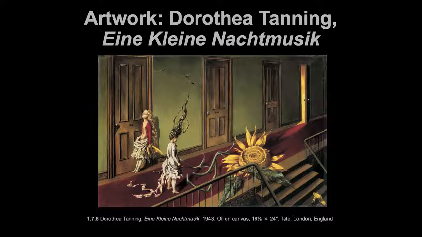This is Dorothea Tanning. It's called Eine kleine Nachtmusik. It was from a famous musical piece, but it's something to do with dreams and imagery that doesn't make sense. So we see these kinds of things in dreams, but surrealism is trying to make sense of those imagery. And it's distorted scale, meaning this sunflower should not be this large, but it's trying to show you a distortion, so you're feeling that strangeness.